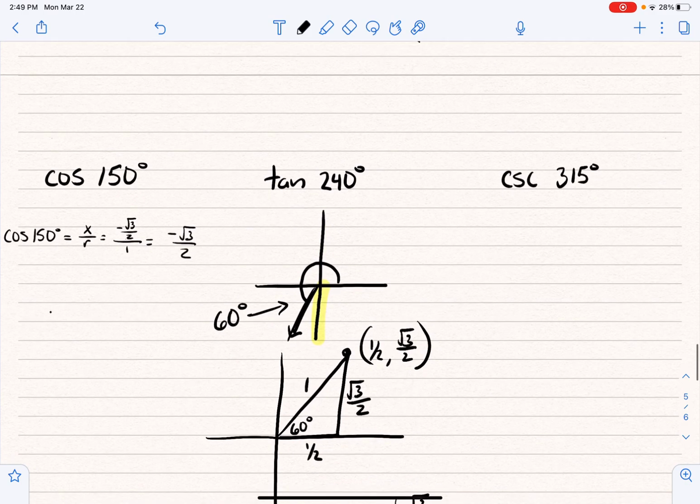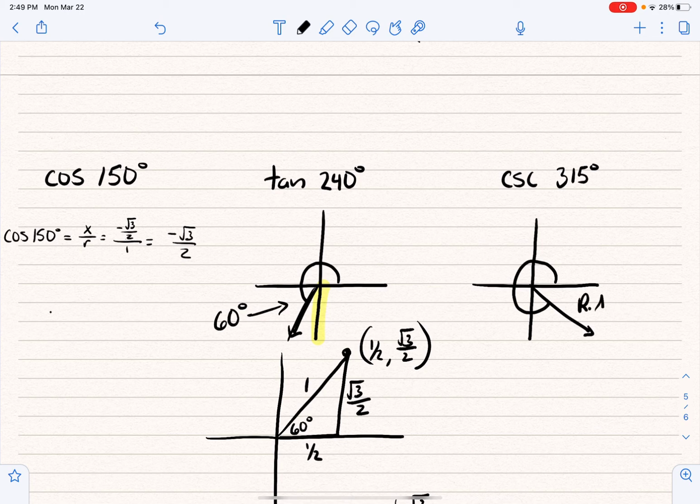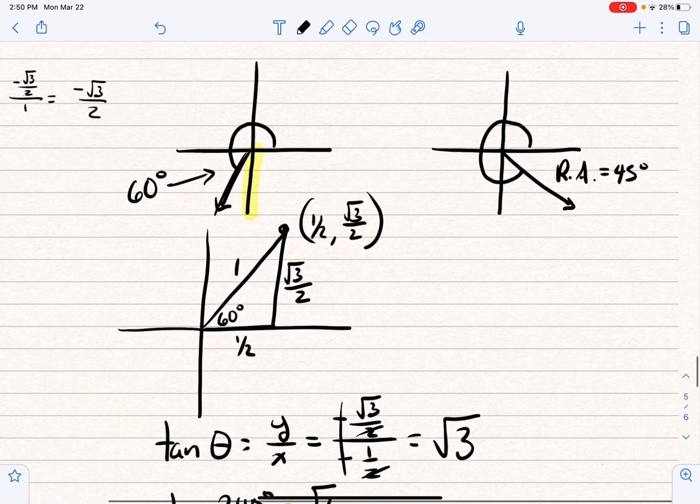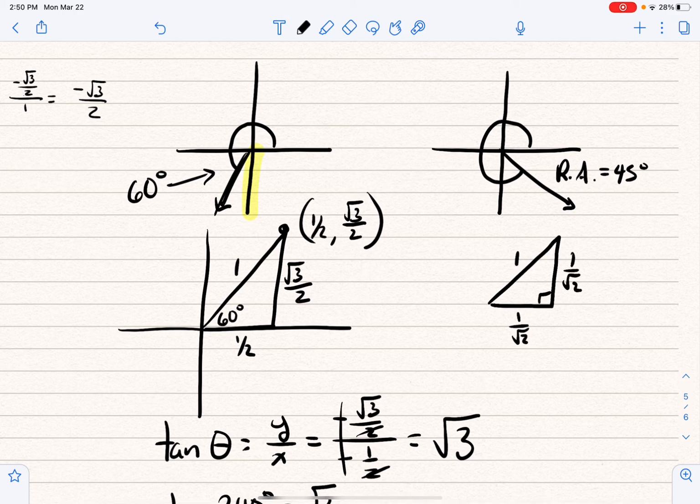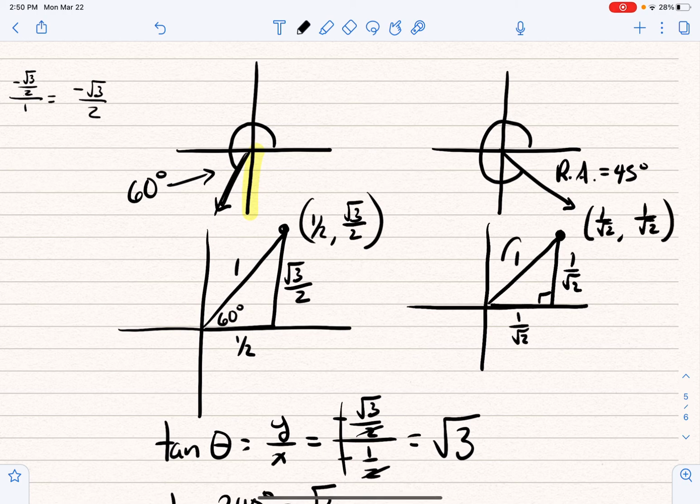Awesome. Last one, cosecant of 315. Well, again, first thing we should do is draw it. And 315, like we saw a minute ago, is over here. The reference angle is 45 degrees. And so I've got to think about a 45, 45, 90. If the hypotenuse is 1, then in a 45, 45, 90, this side is 1 divided by square root of 2. And this side is also 1 divided by square root of 2. Then we put that on a coordinate plane. We realize that this point right here, that's pretty easy. 1 divided by square root of 2, 1 divided by square root of 2. All right, so there's my x, y, and my r.